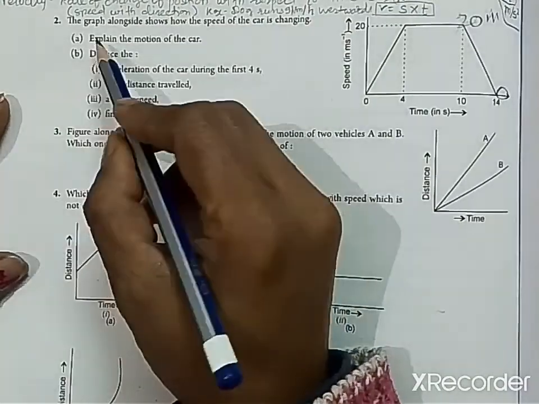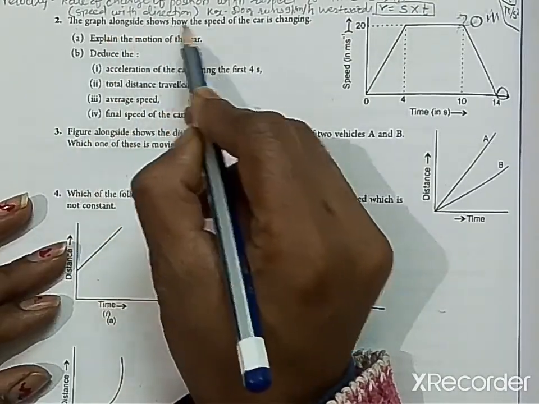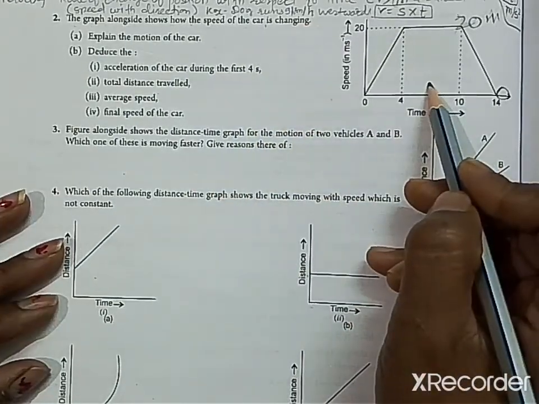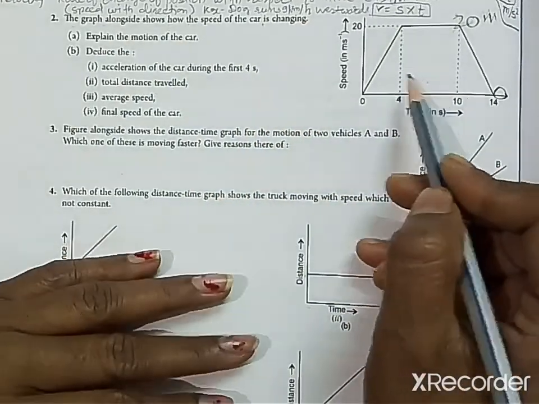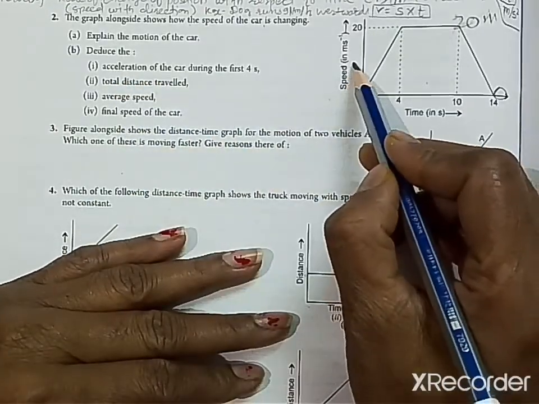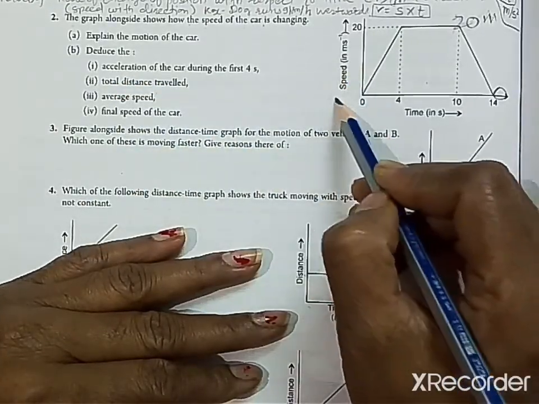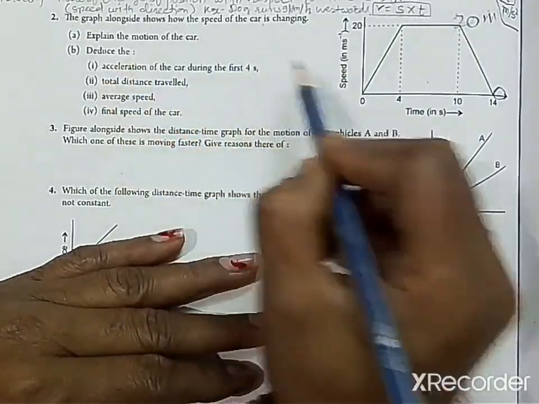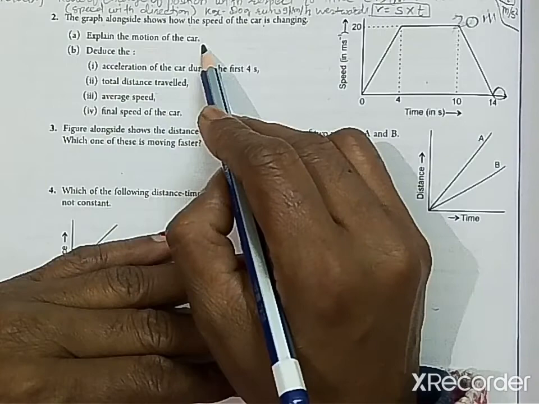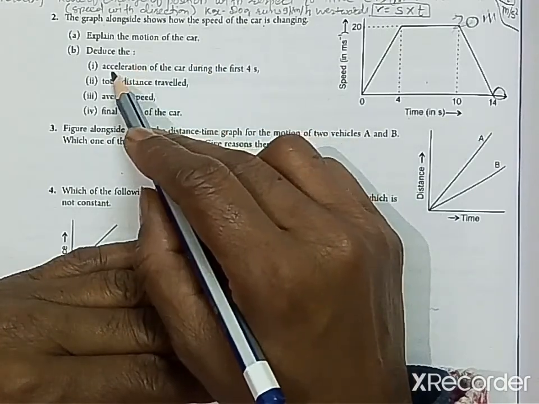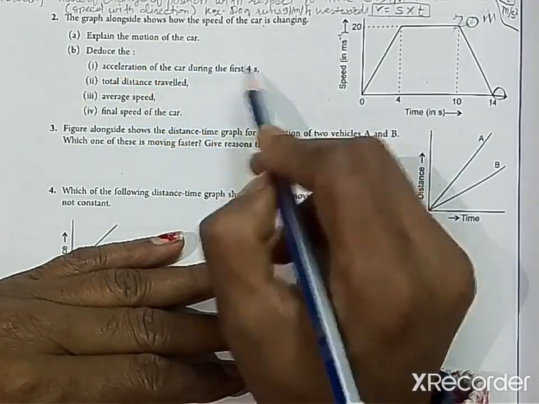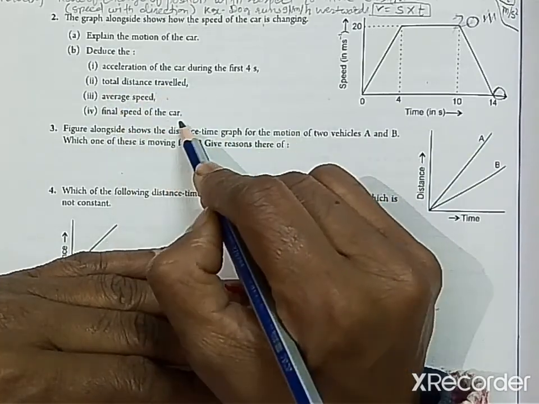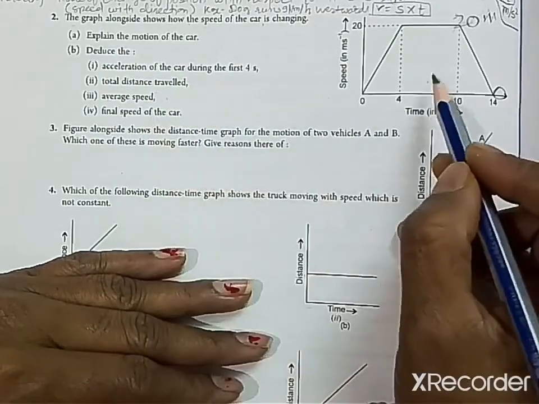Then this is the last question. The graph alongside shows how the speed of a car is changing. It is the same figure like the previous one, but here instead of distance, speed is given. Speed is given in meters per second and time is given in seconds. So what we have to find out here: explain the motion of the car, then find the acceleration of the car during the first 4 seconds, then total distance traveled, average speed, and final speed of the car. These are all the things we have to find out from this graph.